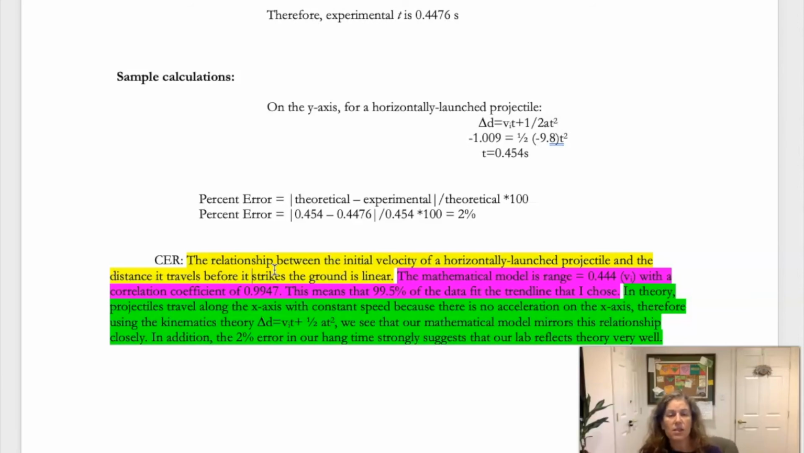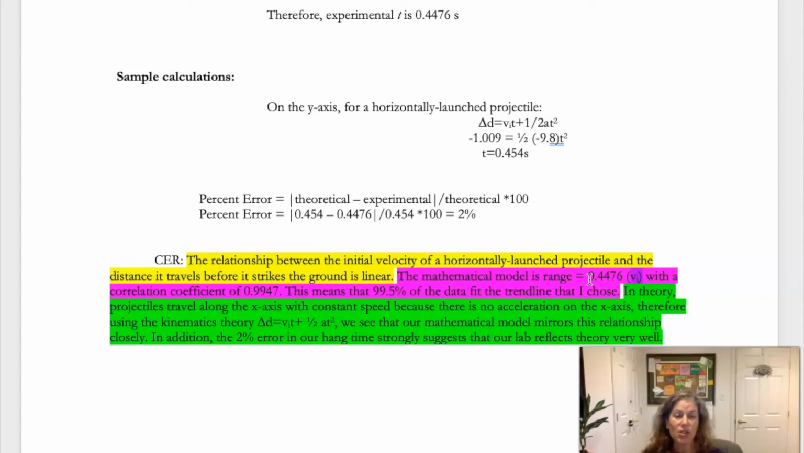My evidence is my mathematical model. So the mathematical model is range equals 0.44, I have a mistake here, 76 VI with a correlation coefficient of 0.9947. This means that 99.5% of the data fit the trend line that I chose. Why is this good evidence? Well, I'm showing that the range is directly proportional to initial velocity. Right? A linear equation means that there's a linear relationship. So if I present that equation, I've proven that it's a linear relationship.